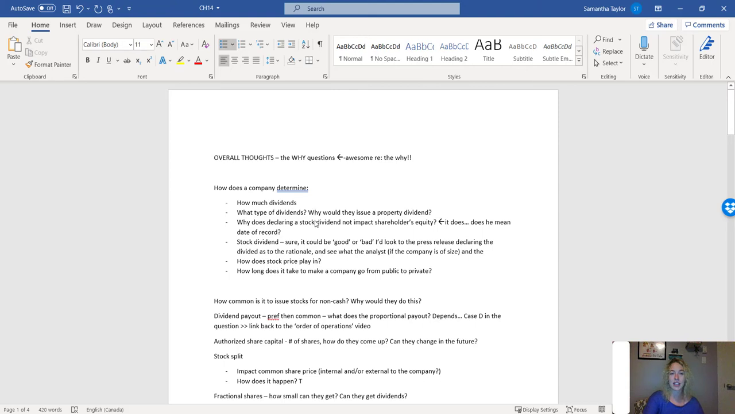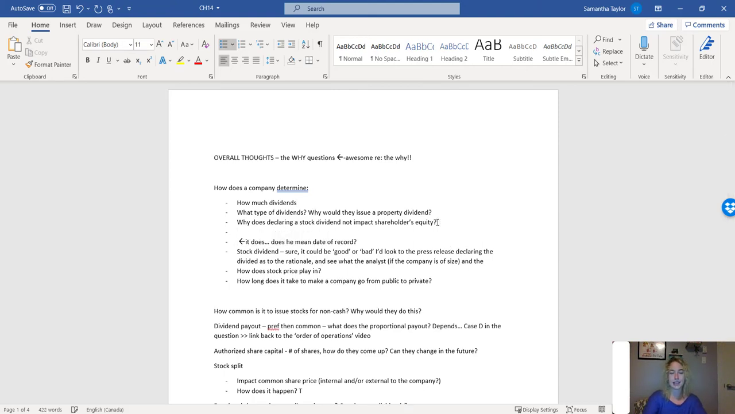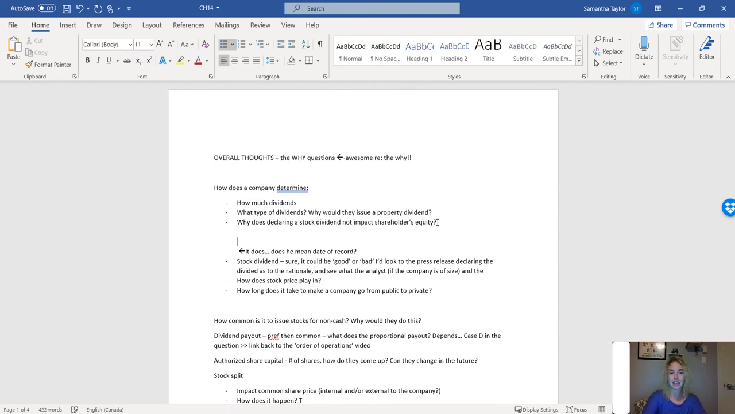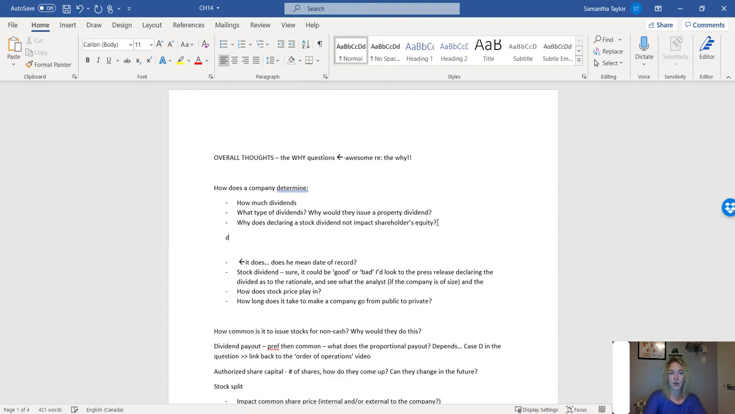Why does declaring a stock dividend not impact shareholders' equity? Okay, so let's take a little look-see at this. I go back to my debits and credits, people. If we are doing any sort of dividend, we are going to debit retained earnings.